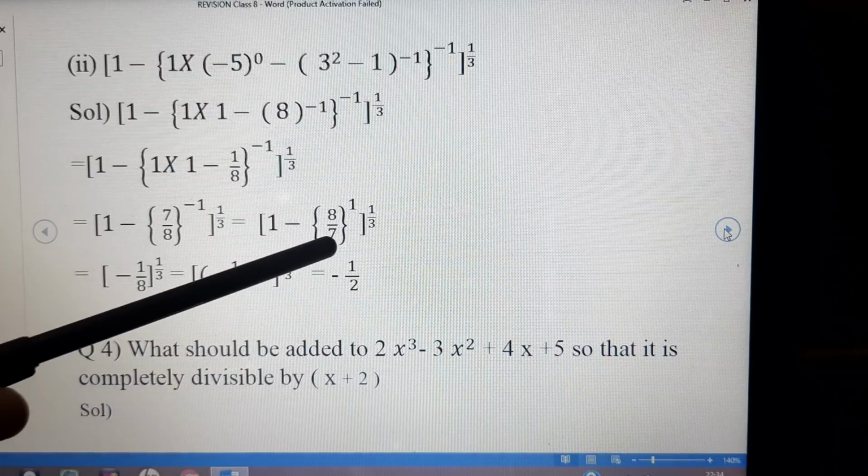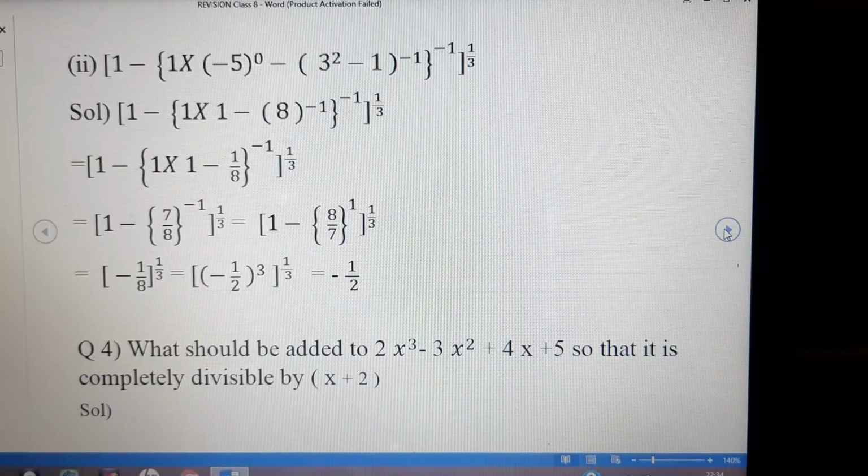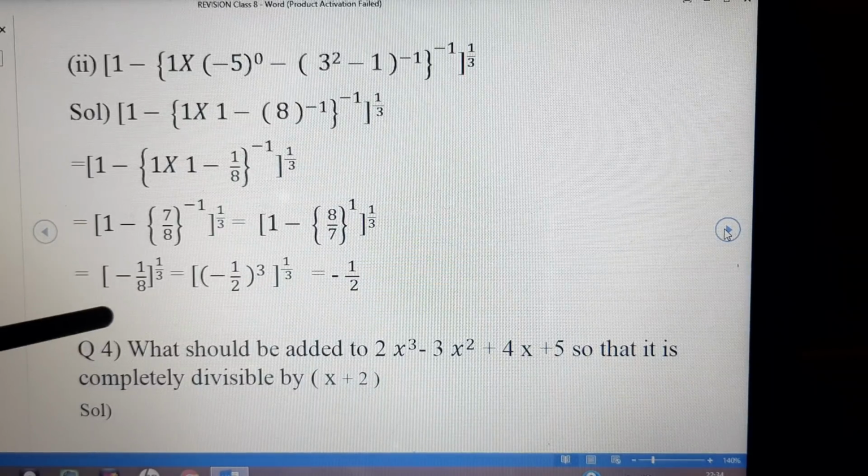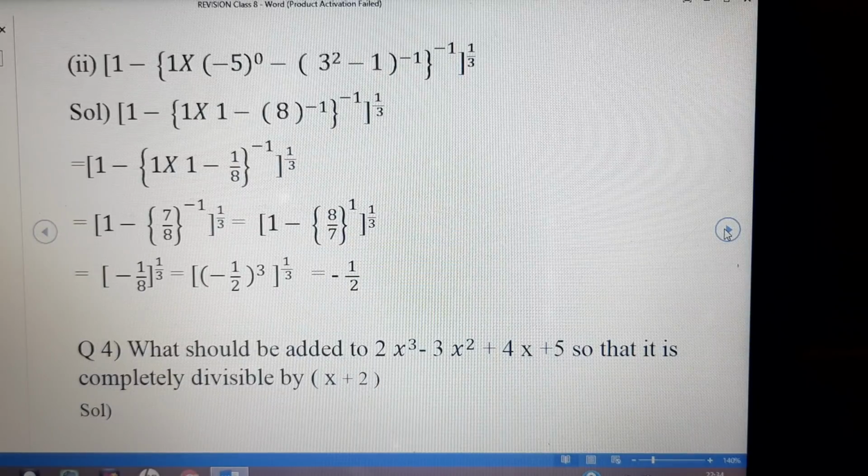Fine. Again we will take the LCM. 7 minus 8 divided by 7. 7 minus 8 is minus 1. So minus 1 upon 7. It has to be 7. Are you getting it?